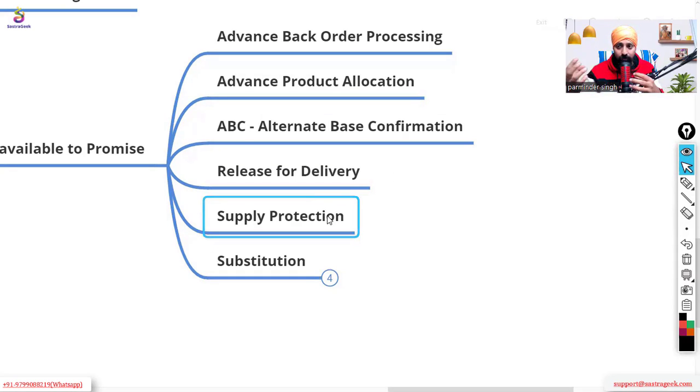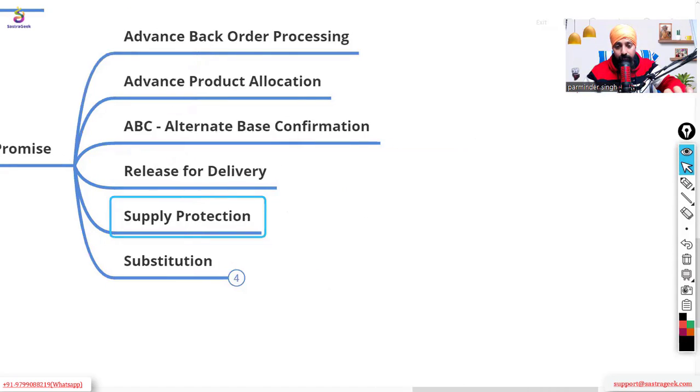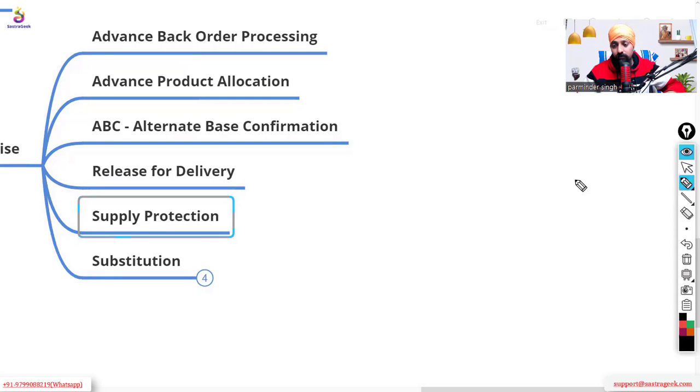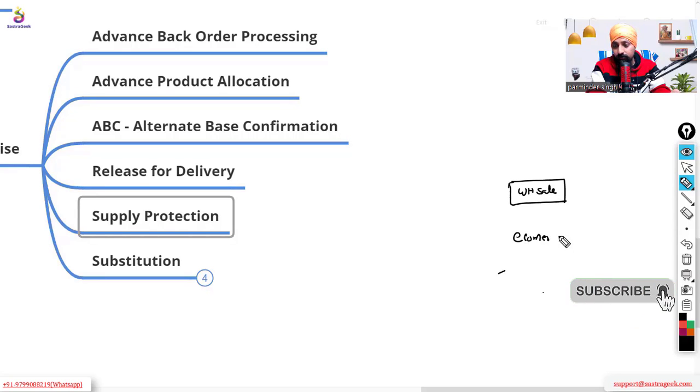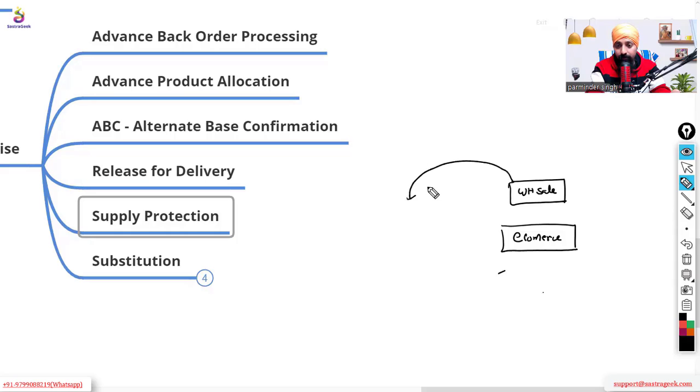What is supply protection? When an order comes, let me give you a simple example. Let's say you have two distribution channels: your wholesale business and your e-commerce business. Wholesale business orders come quite in advance. E-commerce orders you get on a daily basis or just 1 week in advance. But the profit margins are greater here.